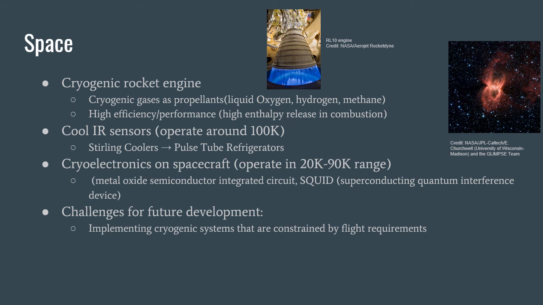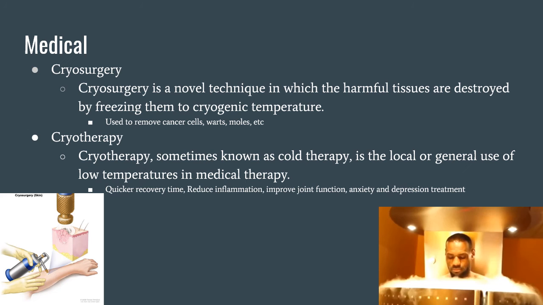Some quick applications for space in cryogenics. The cryogenic rocket engine, which uses liquid oxygen, hydrogen, and methane. Once combusted, they have a high efficiency and performance. Cryogenics is used to cool infrared sensors and telescopes that usually operate around 100 Kelvin. Also, cryogenics is used for cryoelectronics in spacecraft, such as the metal oxide semiconductor integrated circuit, and also the SQUID, superconducting quantum interference device. Some challenges for the future of cryogenics for space are implementing these systems that are constrained by flight requirements for space travel.